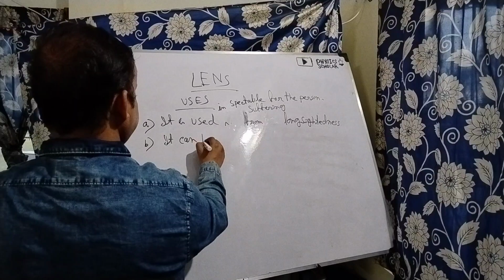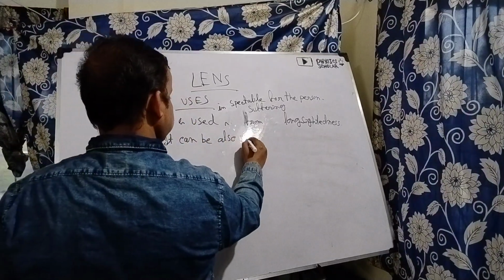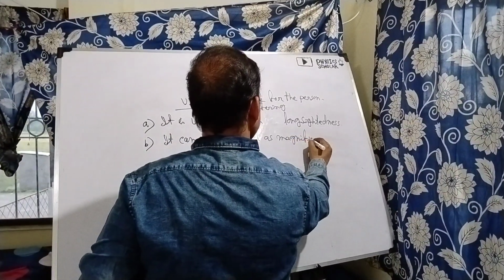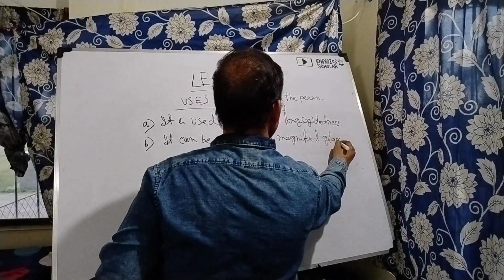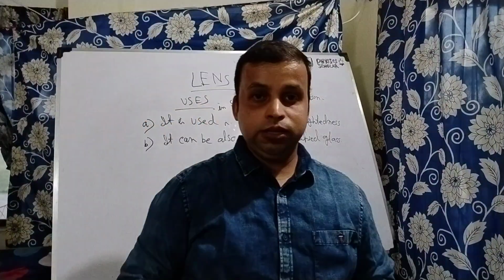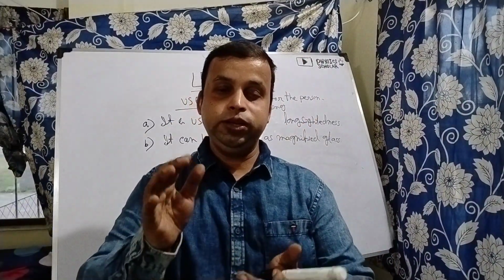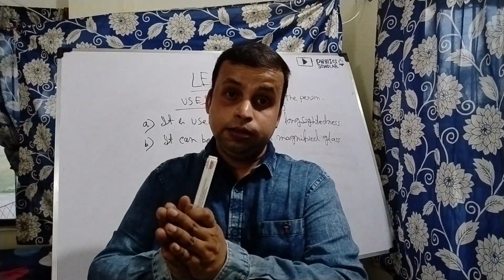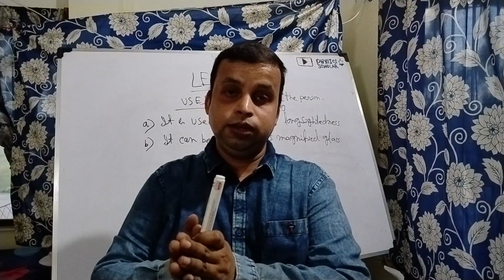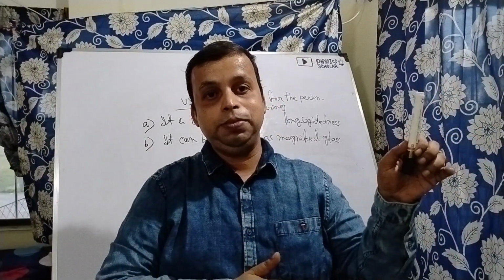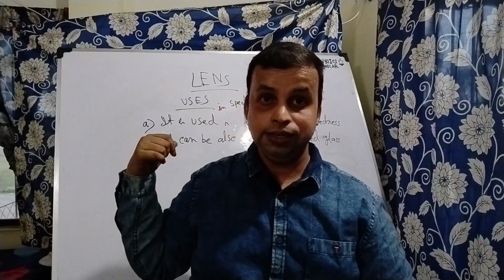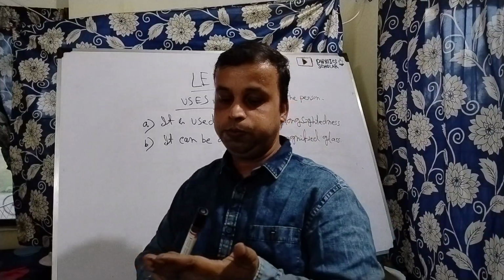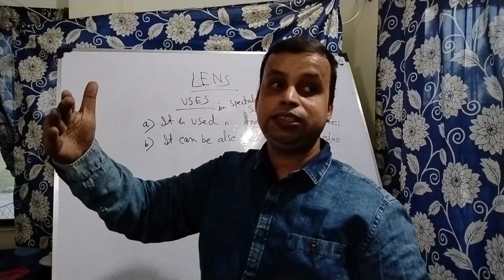Next, it can also be used as a magnifying glass. Why? Because if the object is placed between the focus and the optical center, then what will happen? The enlarged virtual image will be formed. Just now I have shown that. So that's why it can be used as a magnifying glass. If we place it very near to the object, we see the enlarged virtual image.